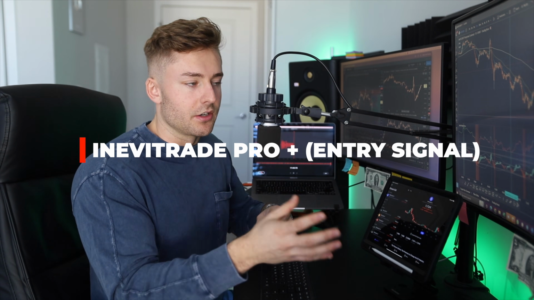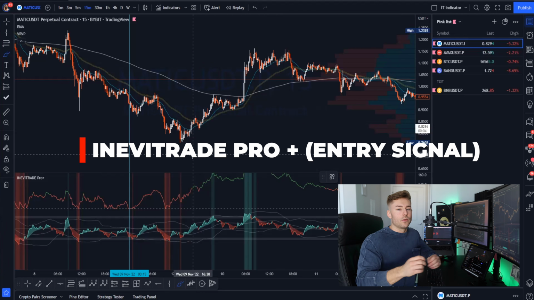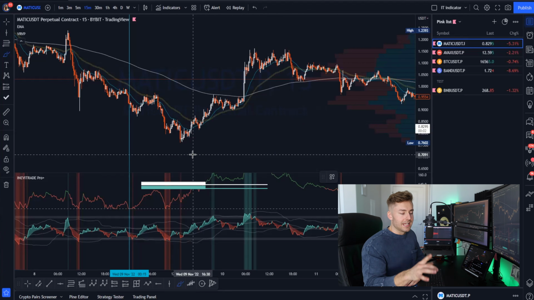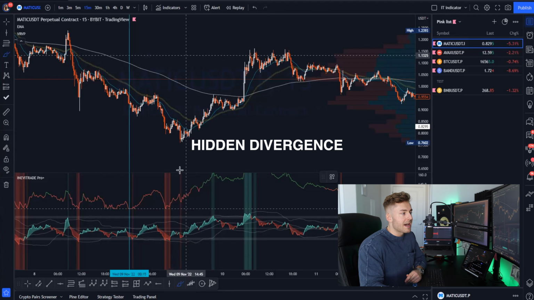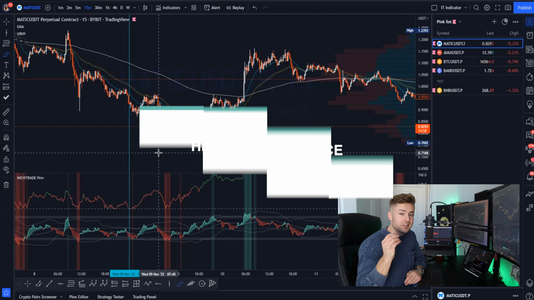So now I'm going to dive into how exactly we're going to be using this on a trading front. There are 2 main ways to use this indicator. The first is called a hidden divergence. I'm going to use this Matic price action here to explain this. This is super helpful for gauging reversal points in the market, so make sure you really pay attention to this.